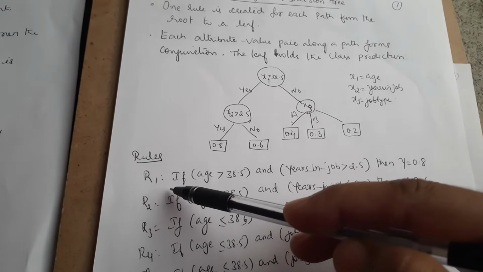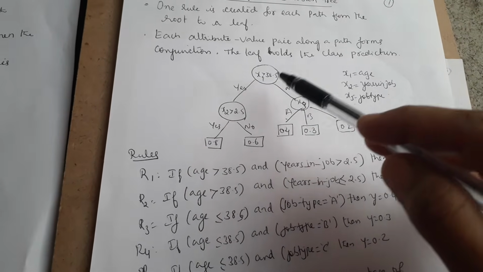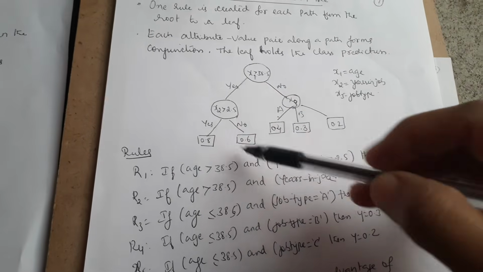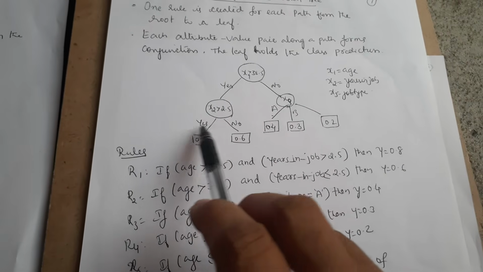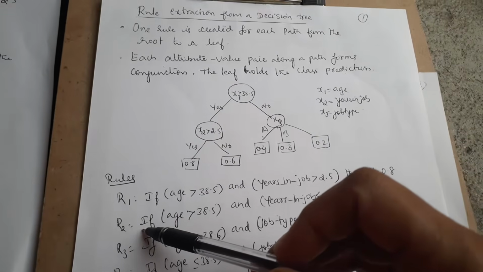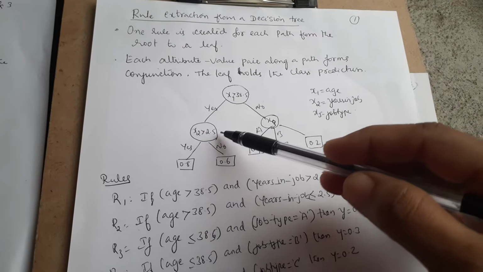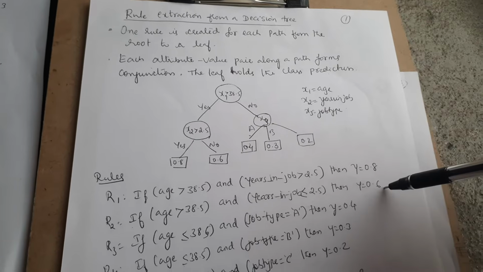So what is rule 1? How are we constructing rule 1? Suppose this is X1, that is age. If age is greater than 38.5, yes, and, as a concatenation, X2 is greater than 2.5, then your output will be 0.8. This is the output attribute, that is a leaf. This leaf holds the class prediction. Similarly, rule 2: if age is greater than 38.5 and years in job is less than 2.5, then the output attribute is 0.6.